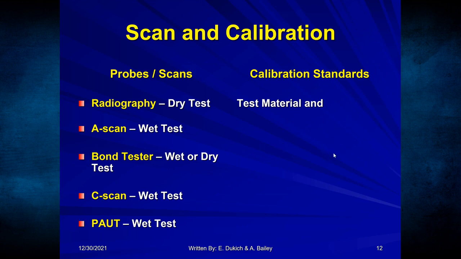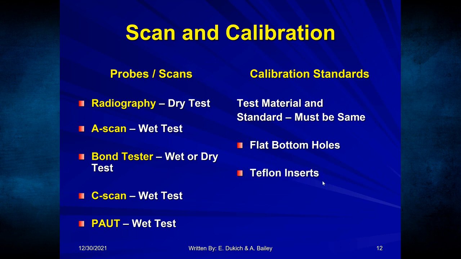So for the test material and the calibration standard, we want the material and the standard to be the same. So if I'm inspecting carbon fiber, I want a carbon fiber standard that's similar or exactly the same. If it's honeycomb, it needs to be a honeycomb standard. Also, the simulated flaws need to be almost exactly similar to what I'm trying to find. A flat bottom hole is typically used if I'm looking for voids or maybe damage on the inside of the component. And that's the beauty of non-destructive testing.